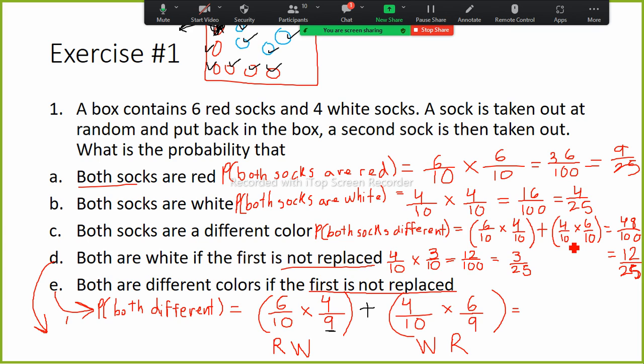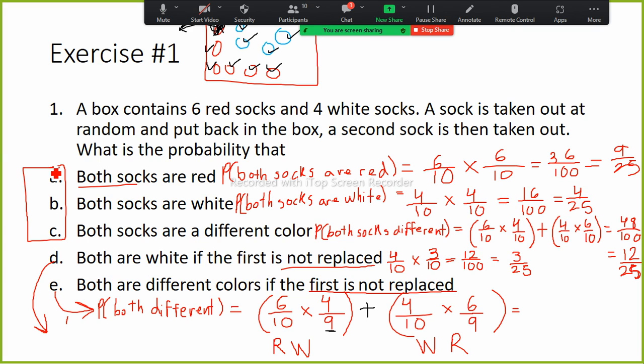And then what's the other way it's going to happen? Either white comes out first, which would be 4/10, and then red comes out after, which would be 6/10. Good. Very good. And the reason why all these denominators are 10 is because every time we put it back. So when we take out that red sock, we put it back. So it's still going to be 10 socks in all for us to choose from. That's why the denominators do not change for these 3, because these are with replacement.